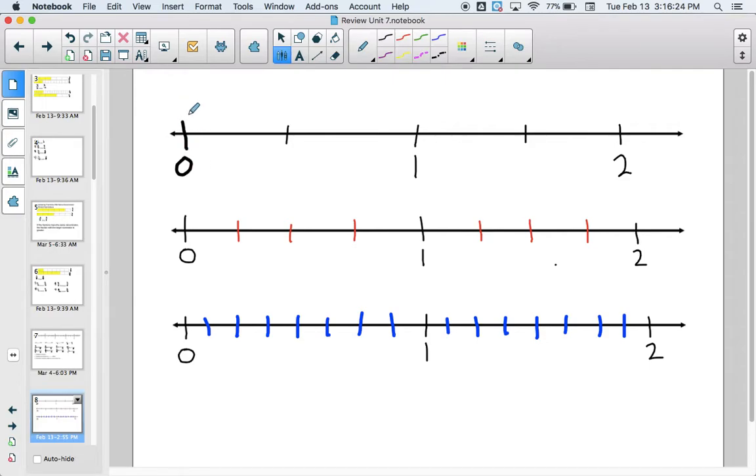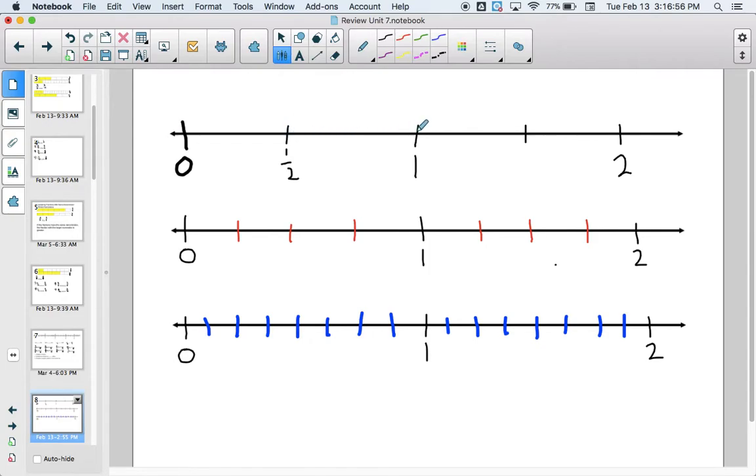Notice that on this side, it starts at 0, goes to the right, has a 1 and a 2. Now in between the 0 and the 1, about halfway-ish, there's a mark. And so what this number line is showing us is that I can represent 1/2 of the distance between 0 and 1 using a number line. So halfway between 0 and 1 is 1/2. So the distance from here to here is 1/2.